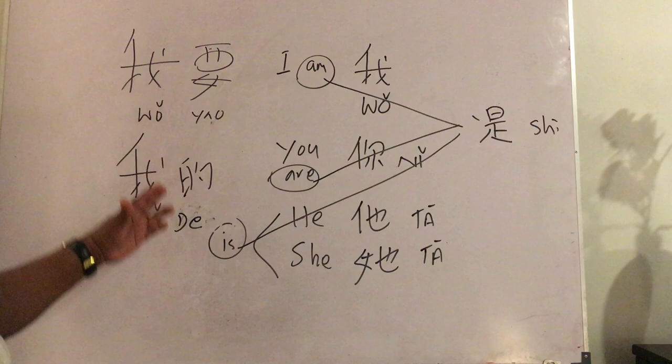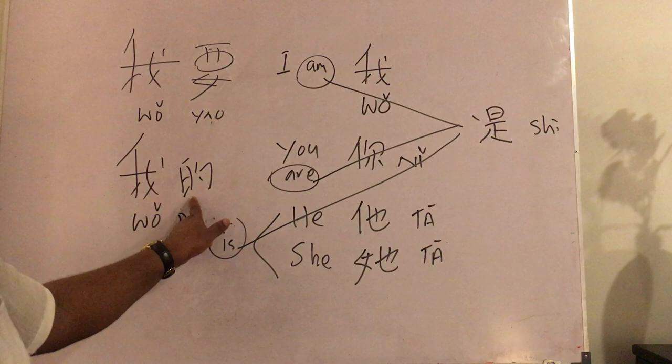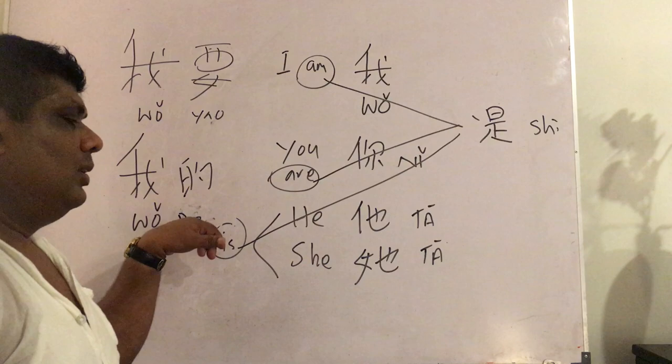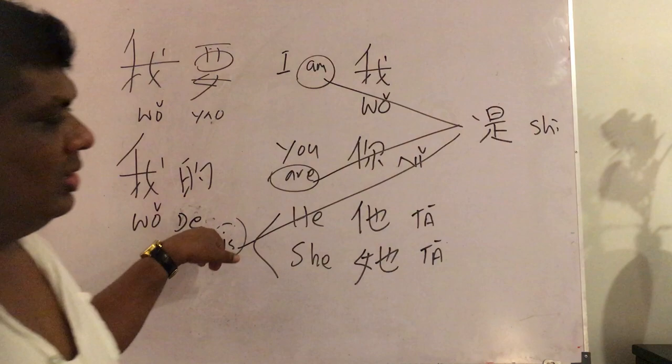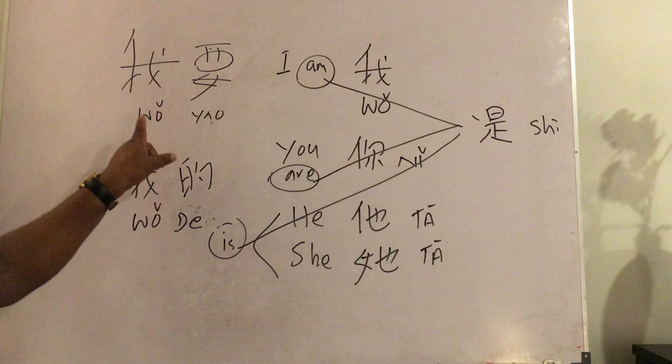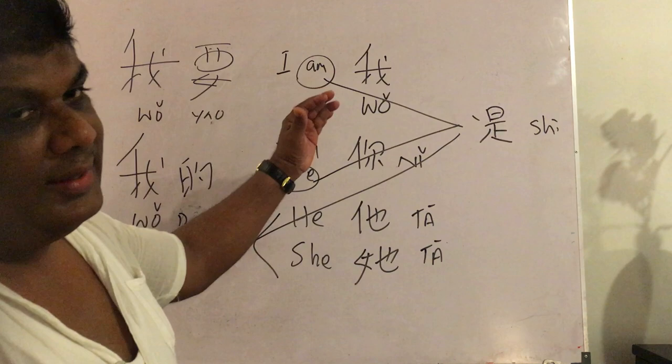你的, yours. 他的, his. 她的, she's. Right, that's the main thing. Another one, 我要.